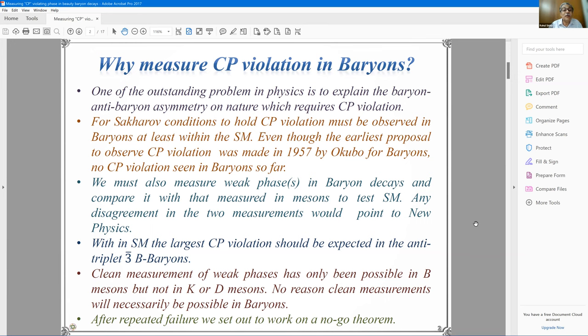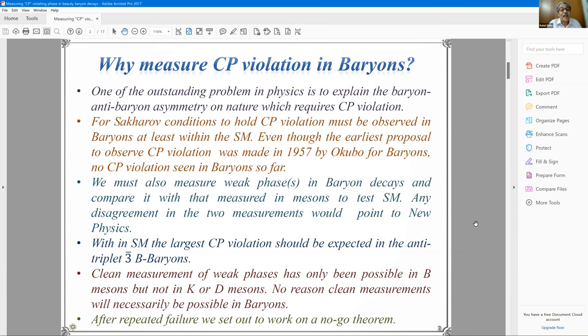Even though the earliest proposal to measure CP violation was made by Okubo in 1957 for baryons, much before the CP violation observed in K, CP violation has not yet been observed in baryons. But we have to go a step further. We must measure the CP phases in baryon decays and compare them with those measured in mesons to test the standard model. Any disagreement would, of course, point to new physics.